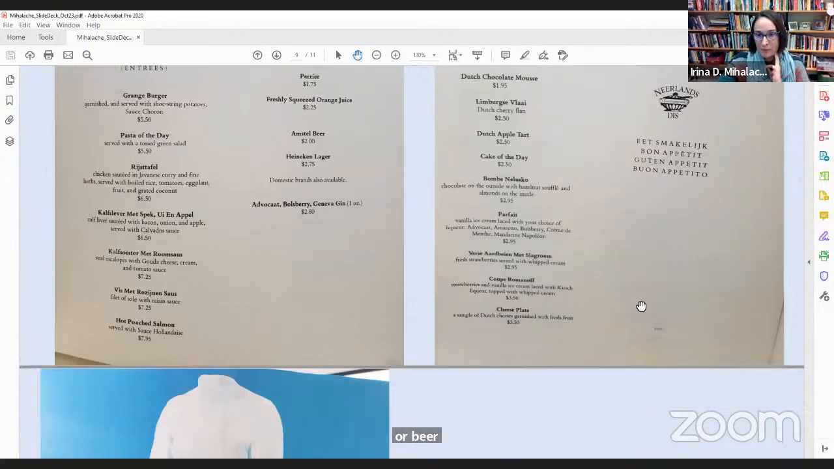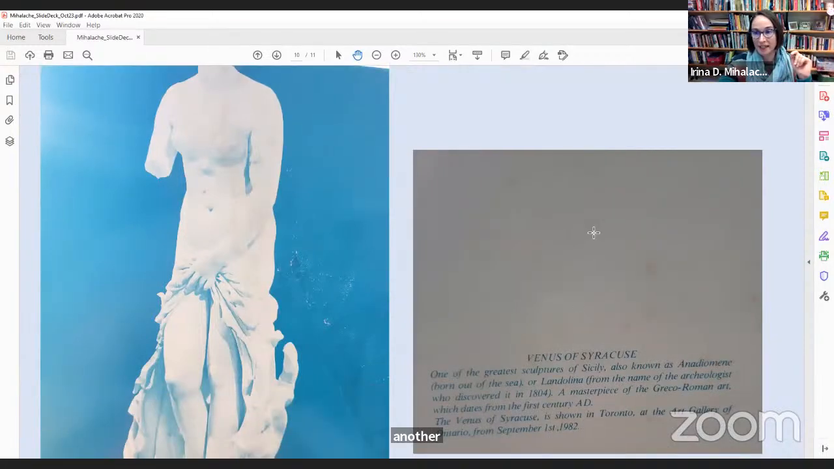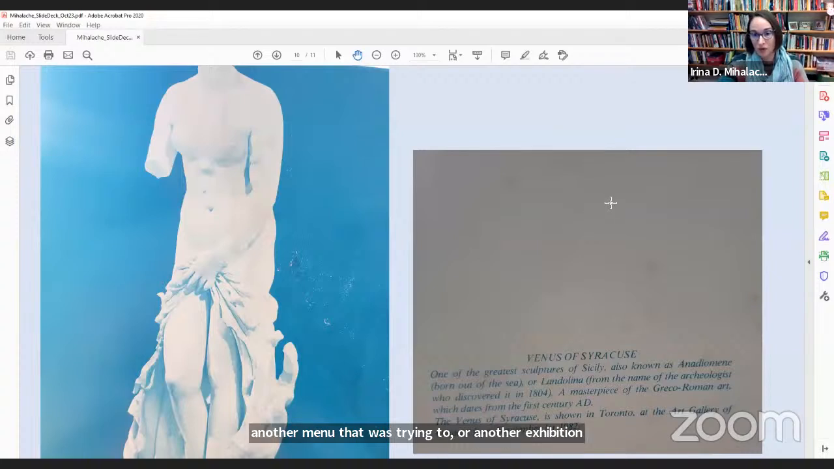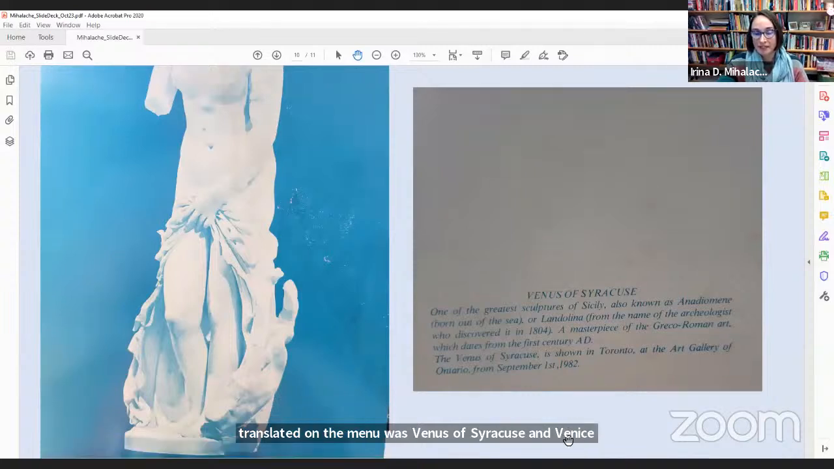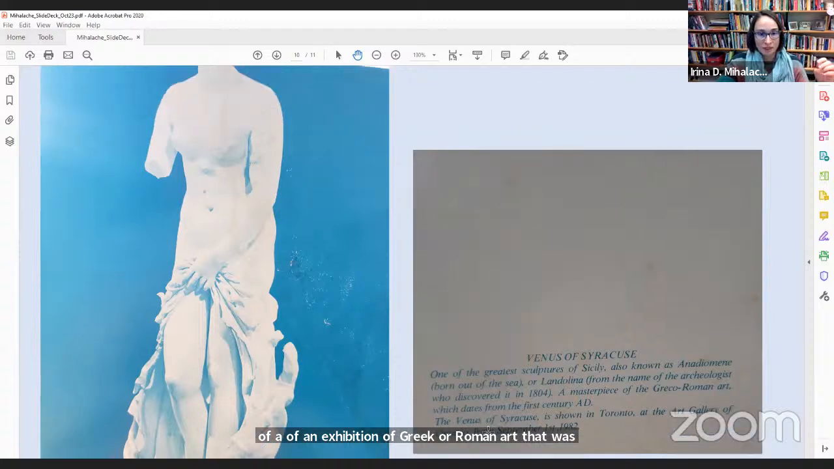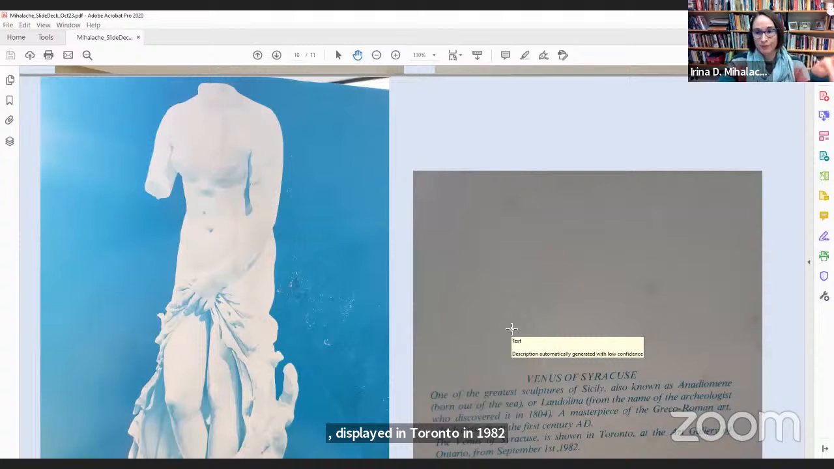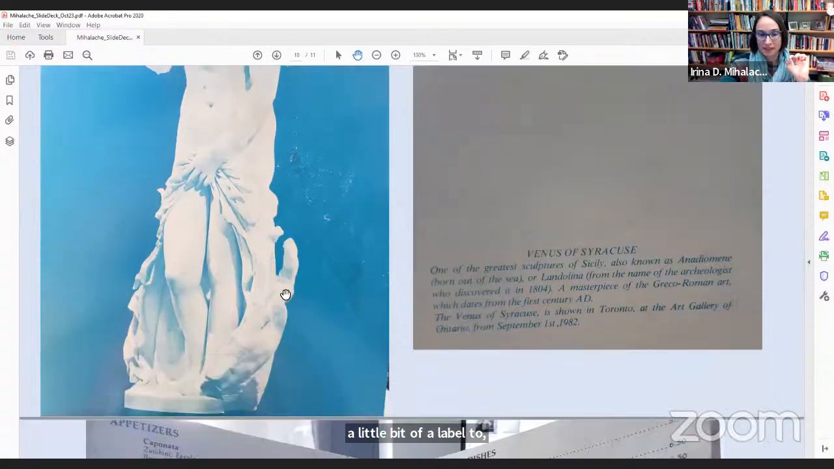Another menu that was translated, or another exhibition, or another artifact that was translated on the menu was Venus of Syracuse. And Venus of Syracuse was part of an exhibition of Greco-Roman art that was displayed in Toronto in 1982. And here what you see is actually the front cover of the menu, and this is the back cover of the menu. So you have a little bit of a label to interpret the art on the menu itself.